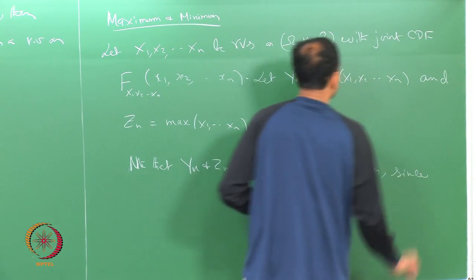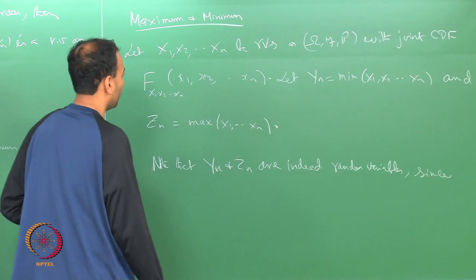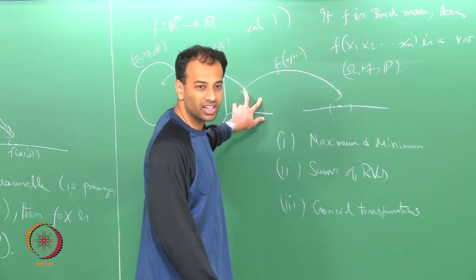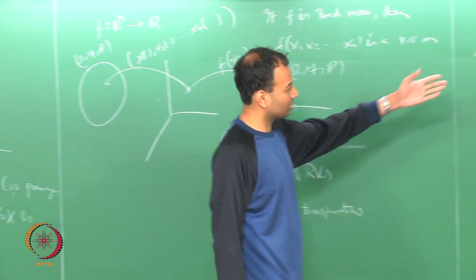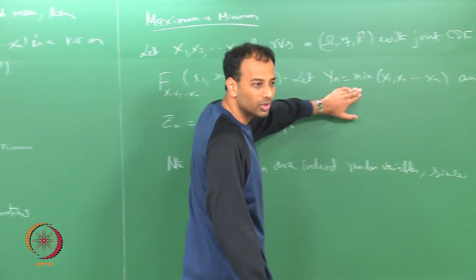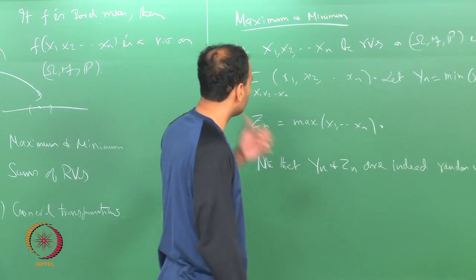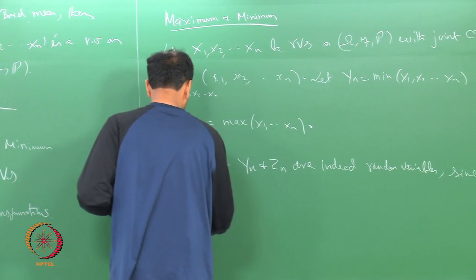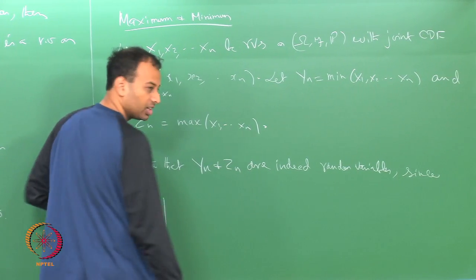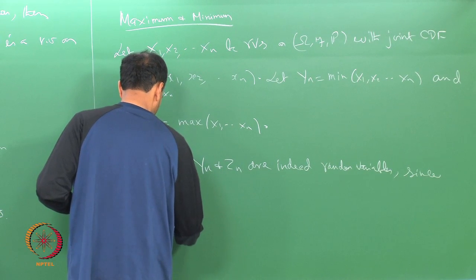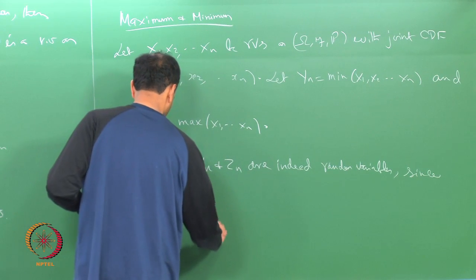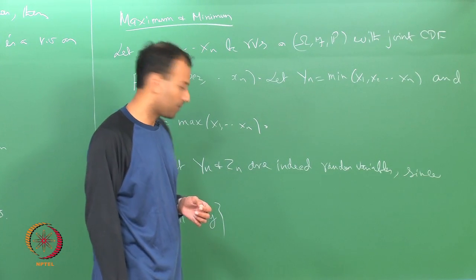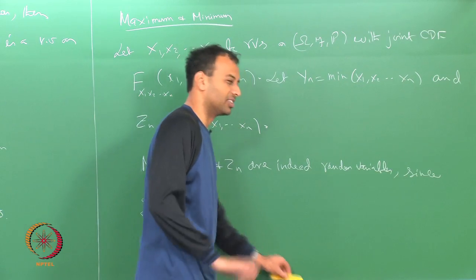So what do I have to show? I have to show that pre-images of Borel sets here are Borel sets here, right. But here, because this is such a simple function, there is an easier way of doing this, okay. So for example, if I take Yn, the event that Yn of omega is less than or equal to little y, well maybe I should do it for Zn first, okay.